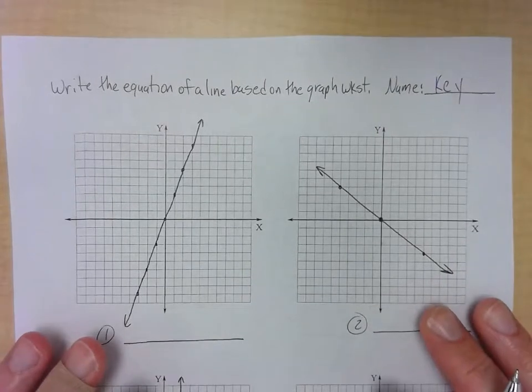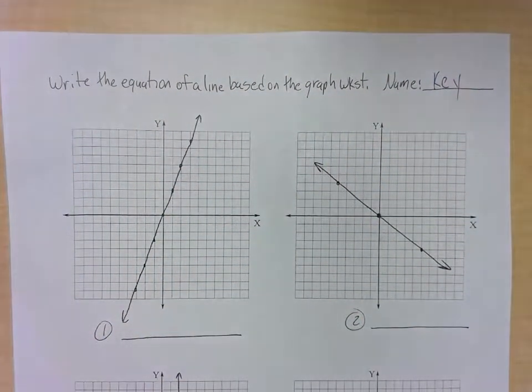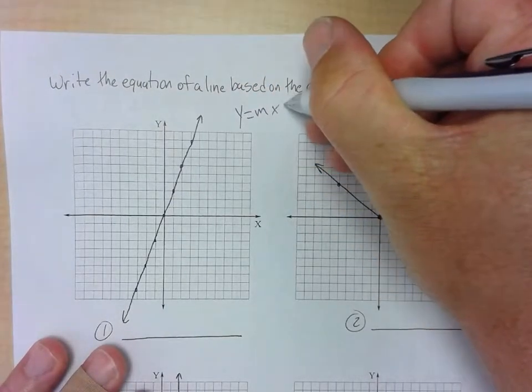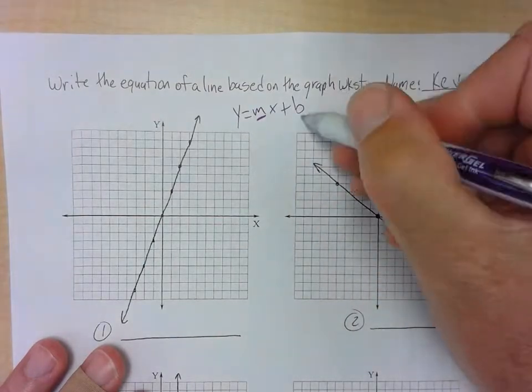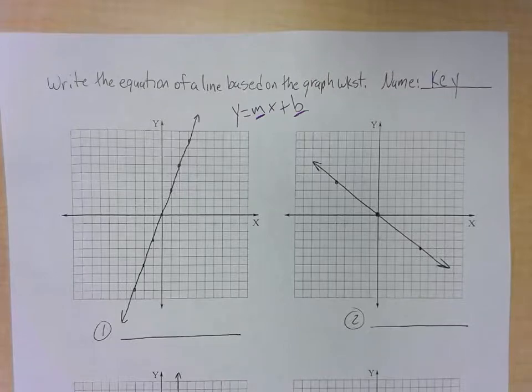So what we want to do is take the graph and change it into an equation. What I'm looking for is the slope and the y-intercept, because we have the equation y equals mx plus b. So I need to fill this blank spot for the slope, and this blank spot for the y-intercept. And once I know those two numbers, then I can write the equation.